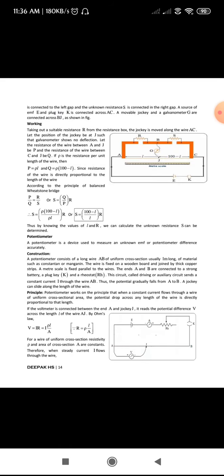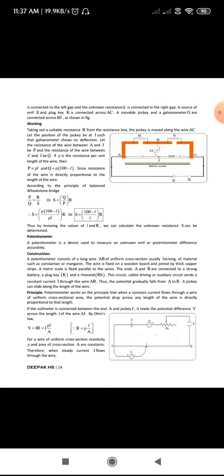Coming to the potentiometer. In your examination, the only things they are going to ask about the potentiometer are: what is the principle of potentiometer, for 2 marks; define potentiometer, where you need to write that it is a device used to measure EMF and potential difference accurately; and what are the uses or applications of potentiometer. Except this, they don't ask anything.